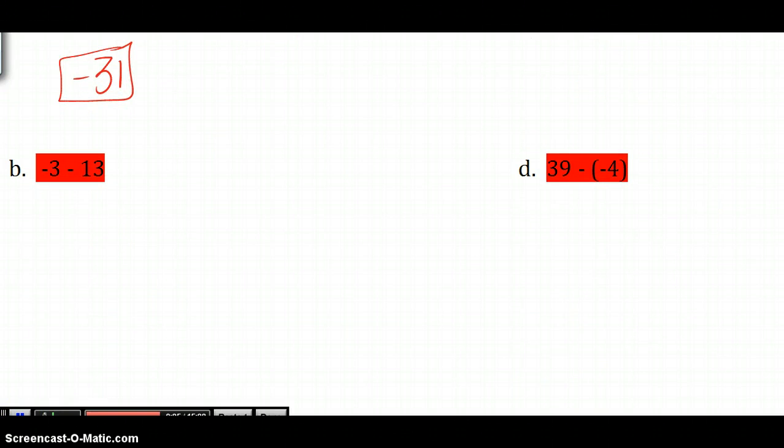So I want you to go ahead and do these 2 in your notes. Negative 3 minus 13, and 39 minus a negative 4.